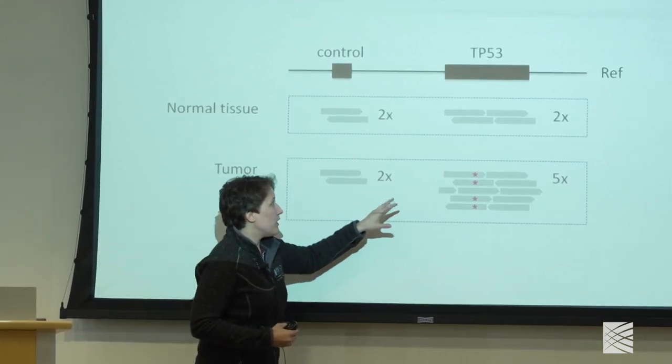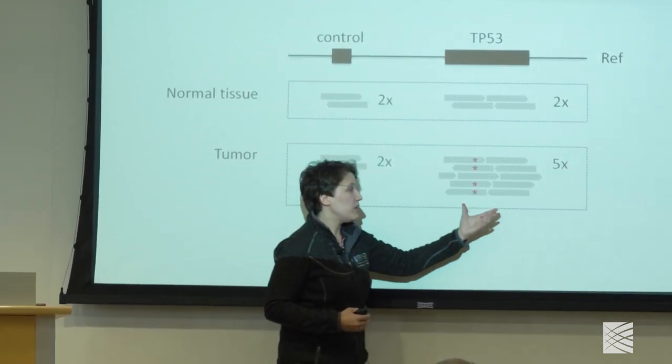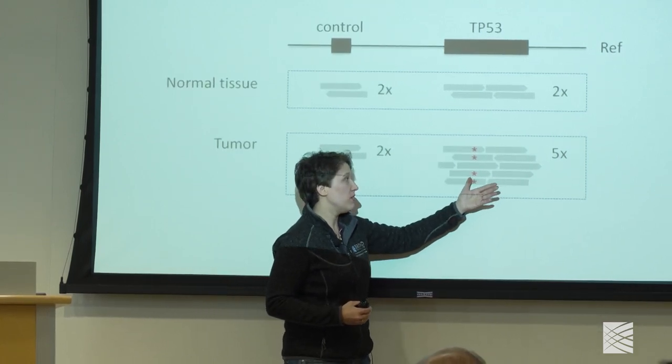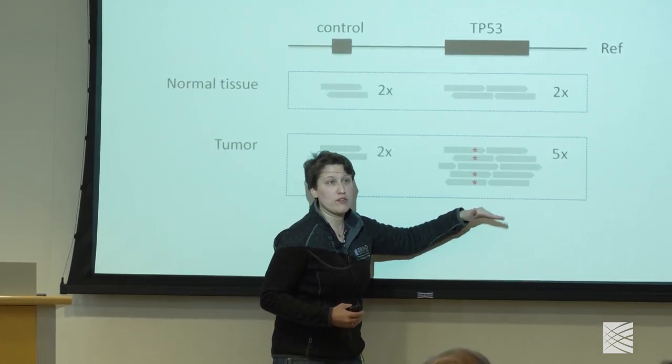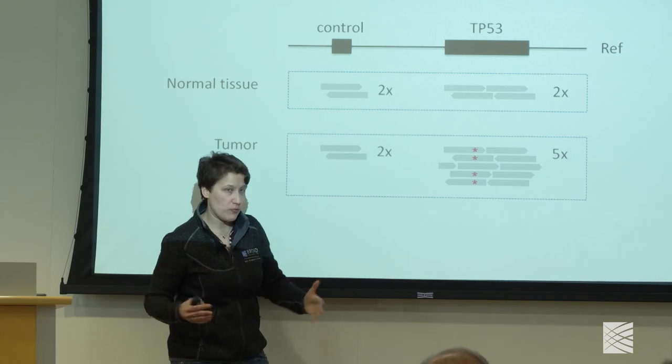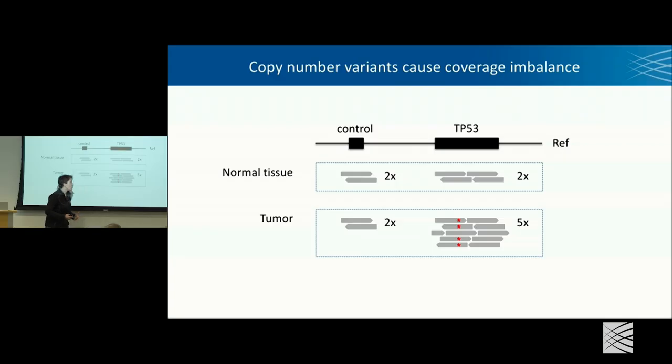But in the tumor, if we've got a region where we have an amplification, we'll have more coverage. Just as a byproduct of how the sequencing is done, we'll have more coverage in this area because there's more substrate from which we're sequencing. And so everything in copy number variation is about looking for how much relative coverage we have.